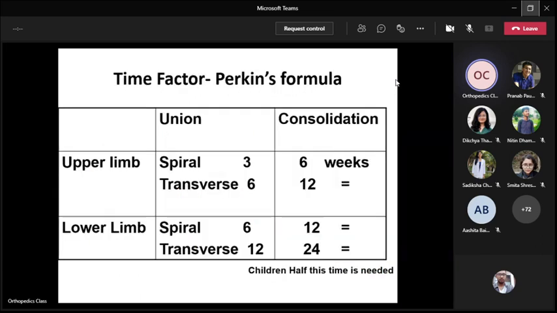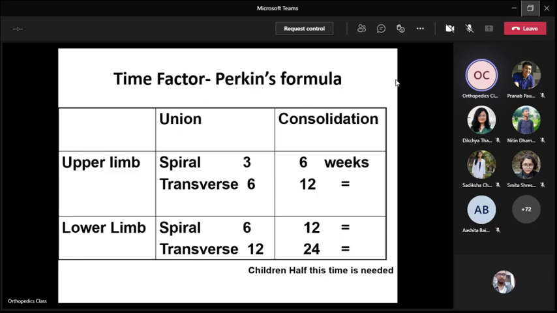So what is the time? Some patients, most of the time, ask you. There is a formula given by Perkins, and we call it Perkins formula. For upper limb union to take place, spiral fractures heal in 3 weeks, whereas transverse fractures heal in 6 weeks. That means union, the callus formation, is earlier in spiral fractures in comparison to transverse fractures.